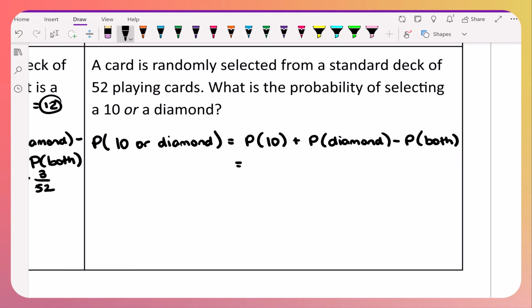Okay, how many 10s do I have in a deck of 52 cards? I have 4 out of 52. How many diamonds do we have? We have 13 out of 52. Each suit has 13 in it.